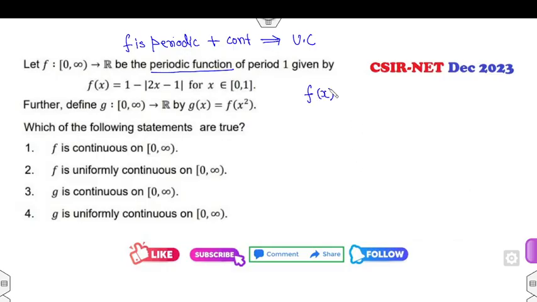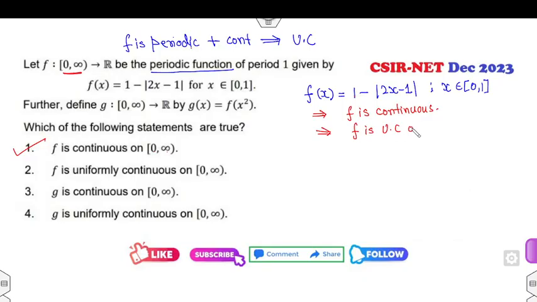Now, what is given to you? f is 1 minus the modulus of 2x minus 1, where x belongs to the closed interval 0 comma 1. Clearly, because mod x is a continuous function and 1 is a continuous function, f is a continuous function. So if f is a continuous function on 0 comma 1, f is a bounded function, that means f is uniform continuous. There is no need to apply the limit at 0 positive and infinity negative.